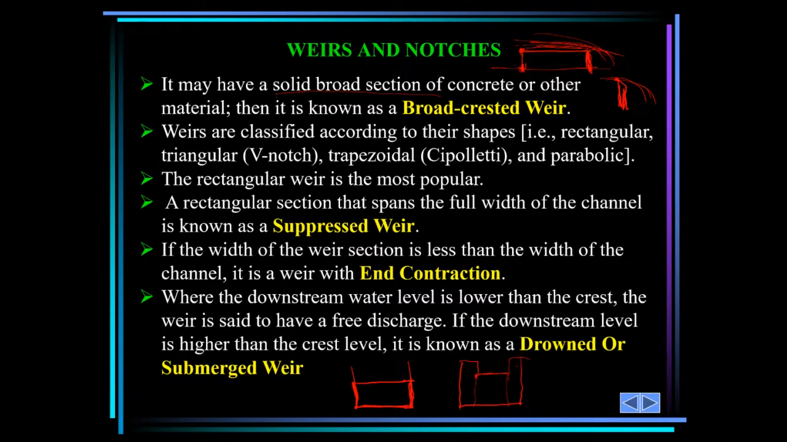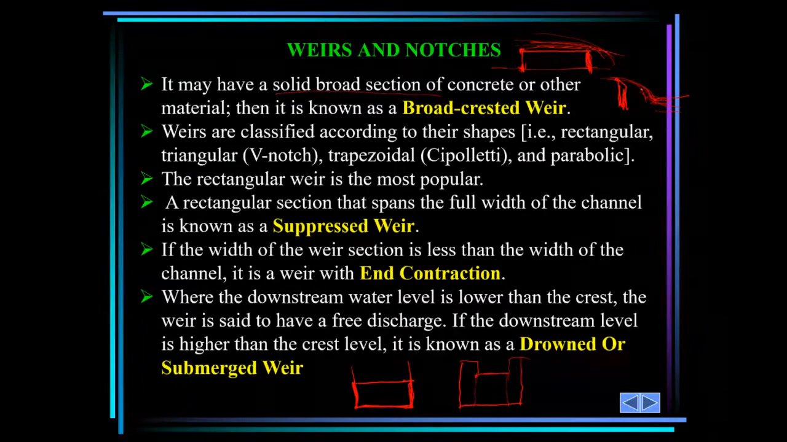Where the downstream water level is lower than the crest, like in this case, this is the weir crest, and this is the downstream water level. It's lower than the crest. The weir is said to have a free discharge. If the downstream level is higher than the crest level, it is known as a drowned or submerged weir.